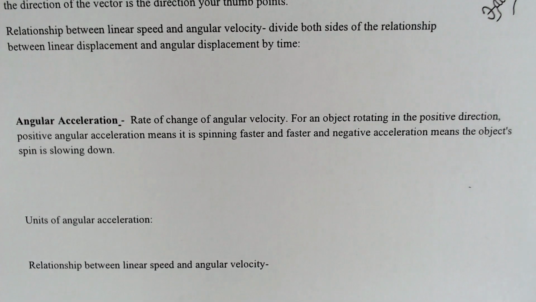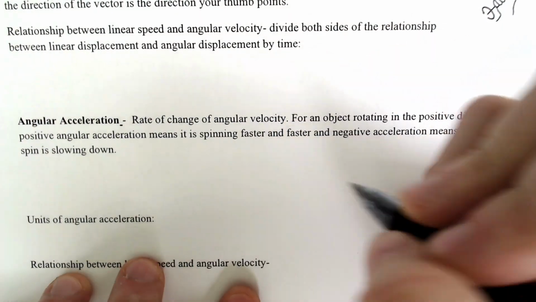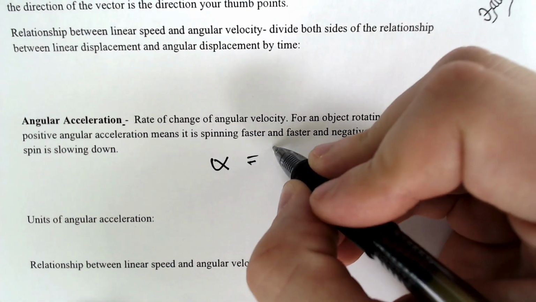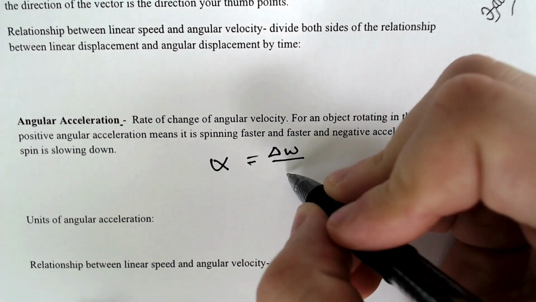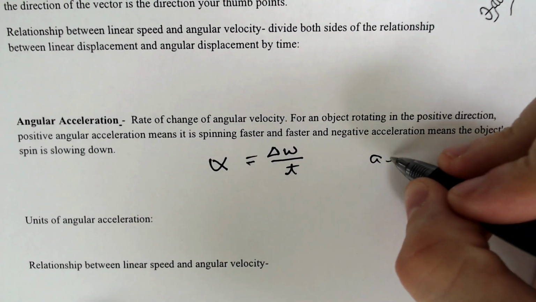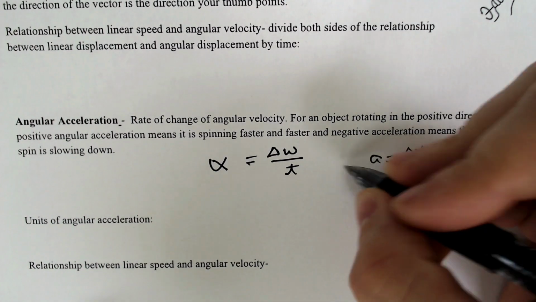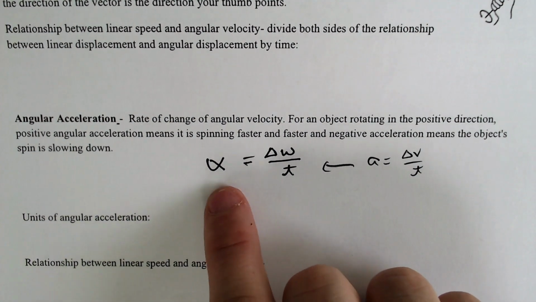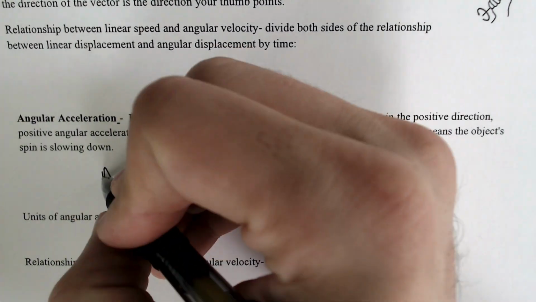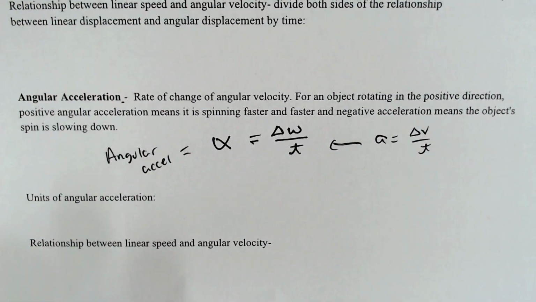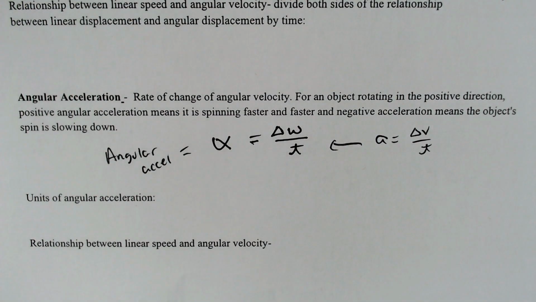Angular acceleration. Angular acceleration is denoted by a new symbol, alpha, is equal to the change in velocity divided by time. Okay, so just like before where we had acceleration is equal to change in velocity over time, same thing here, it's just you use a different symbol. Acceleration for an angle, angular acceleration, is equal to alpha, which is equal to the change in velocity over time, but the change in angular velocity.